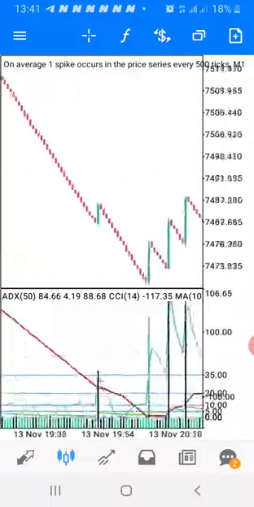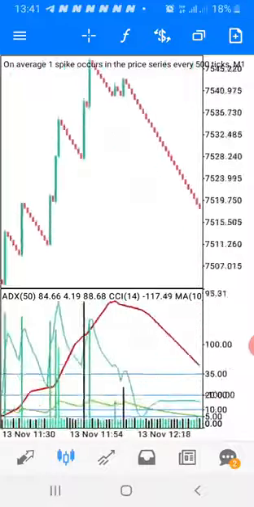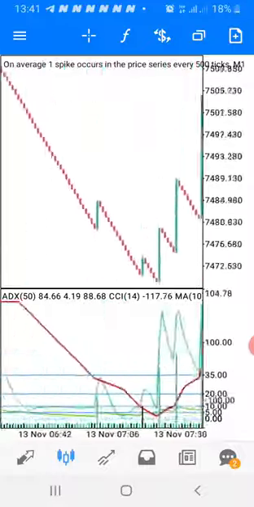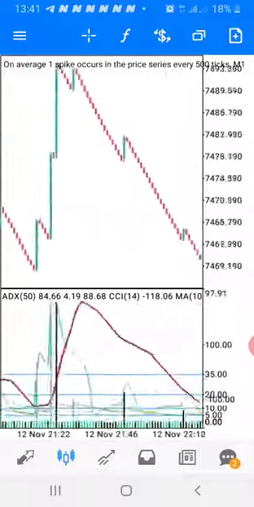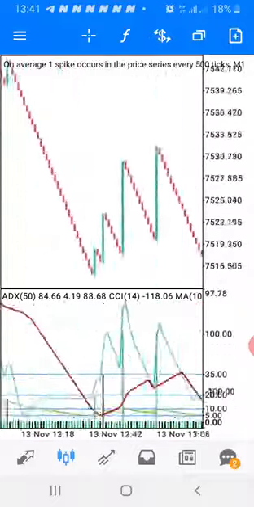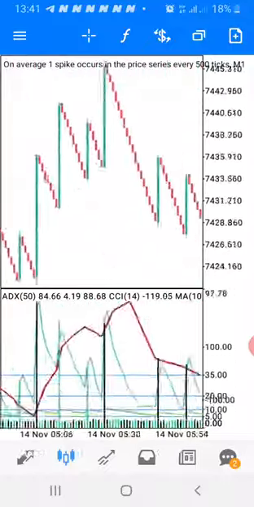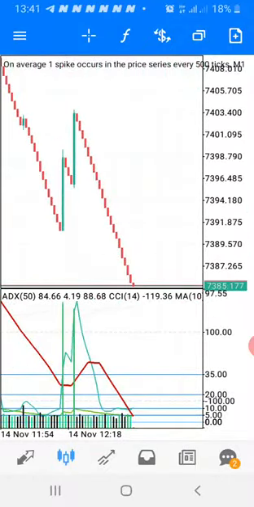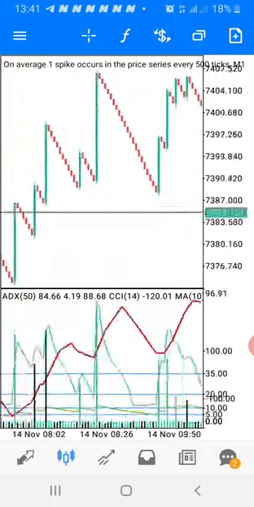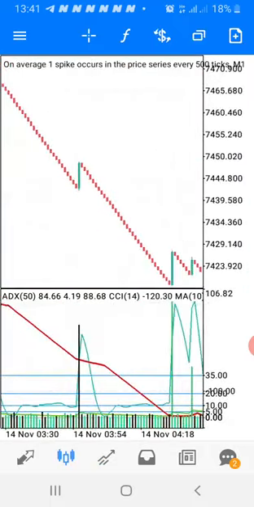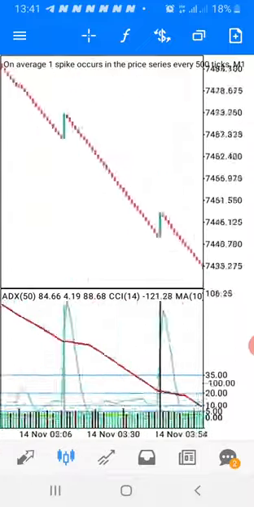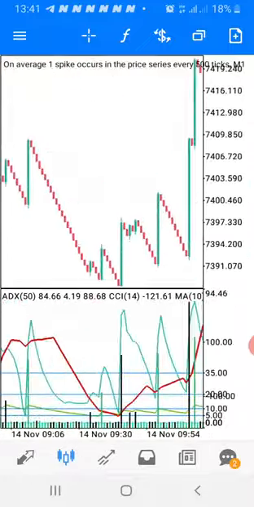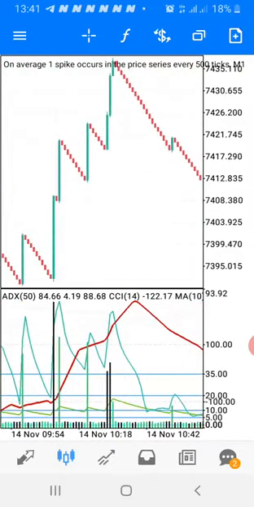This strategy works well. Test it and use it. Just try it on your demo account. You will make money from it. I'm telling you, you will make money from this strategy. We'll make money to the glory of God. This strategy is good for boom and crash.